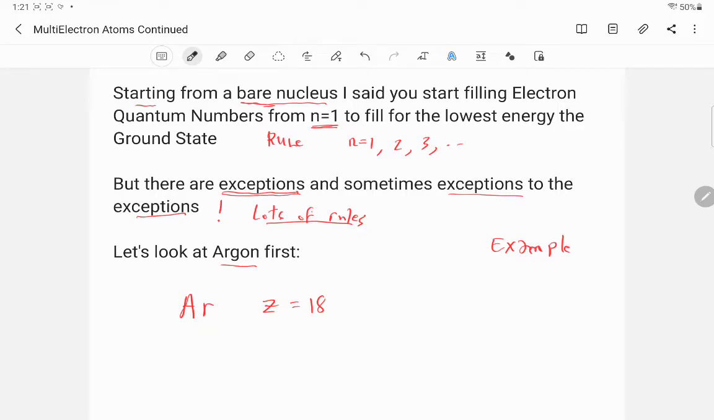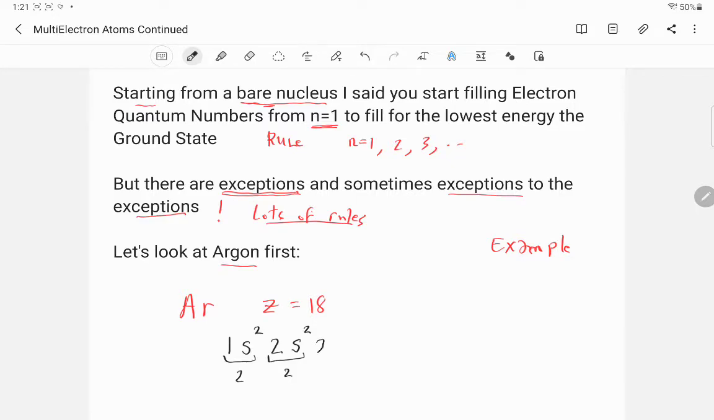So you start with n equals 1. There is only the option of the s suborbital, and I can put 2 electrons there. And then I have to bump up to n equals 2. So I go up to 2, and the first thing to fill is l equals 0, and I can put 2 there. So far I've accounted for 4 electrons, and I have 14 electrons left to fill.